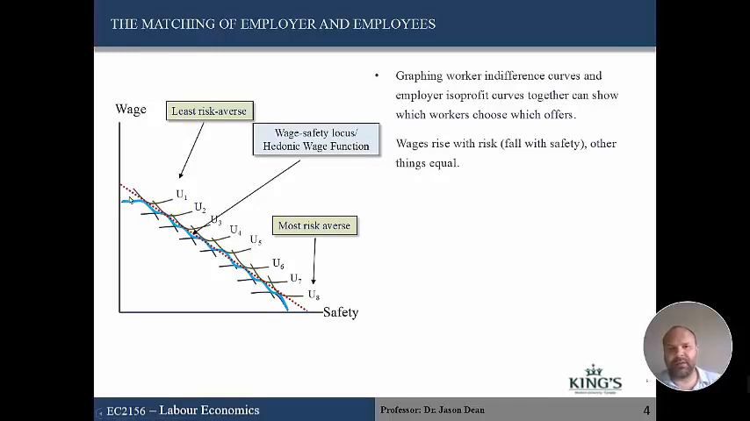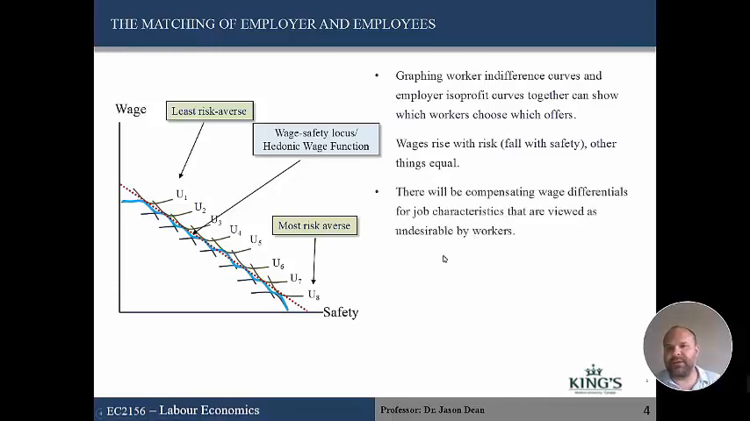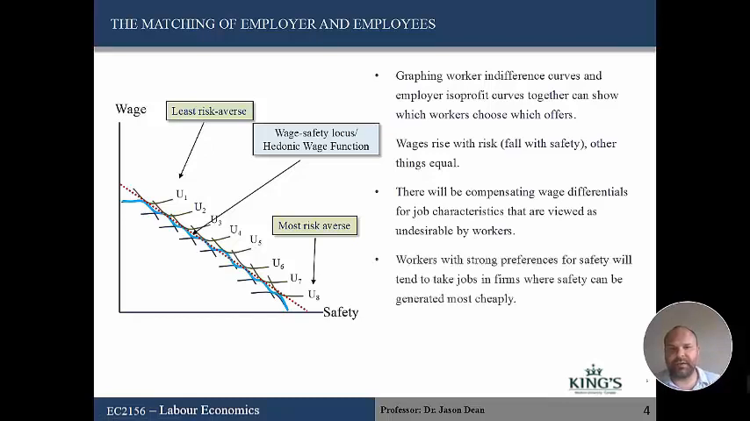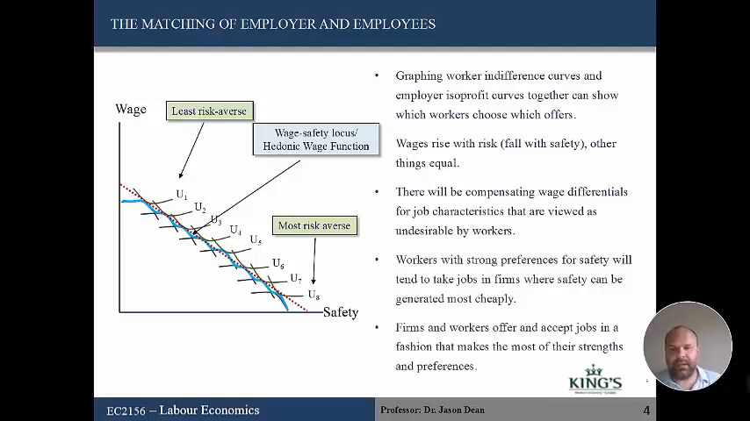If you remember, workers have different preferences, and firms have different technologies for what they can offer in terms of wages and safety. There are people who are less risk averse, who don't mind being exposed to a higher level of risk if they get paid more, but some people are very risk averse. They would rather forego higher wages for a higher level of safety. And so there are going to be compensating wage differentials for job characteristics that are viewed as undesirable by workers, and overall we have this matching of employers and employees. This was the model we learned last class.